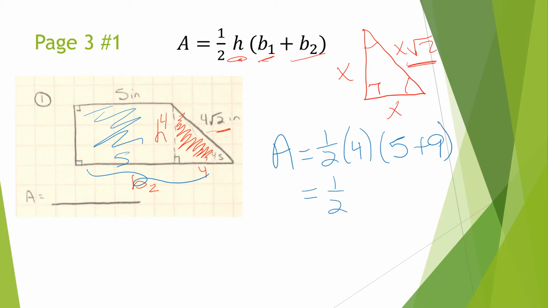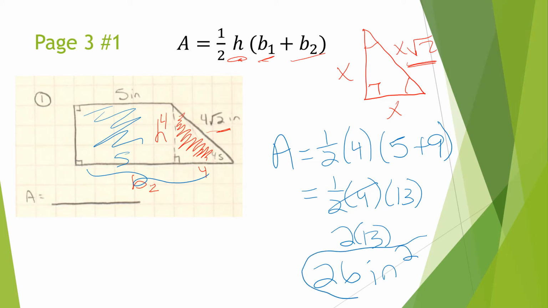It's half 4 times 13. And 4 times 13, again, we can take half of the 4 and get 2. So 2 times 13, our area is 26. And I have inches, so inches squared. So that would be the way you did that problem. Next problem.